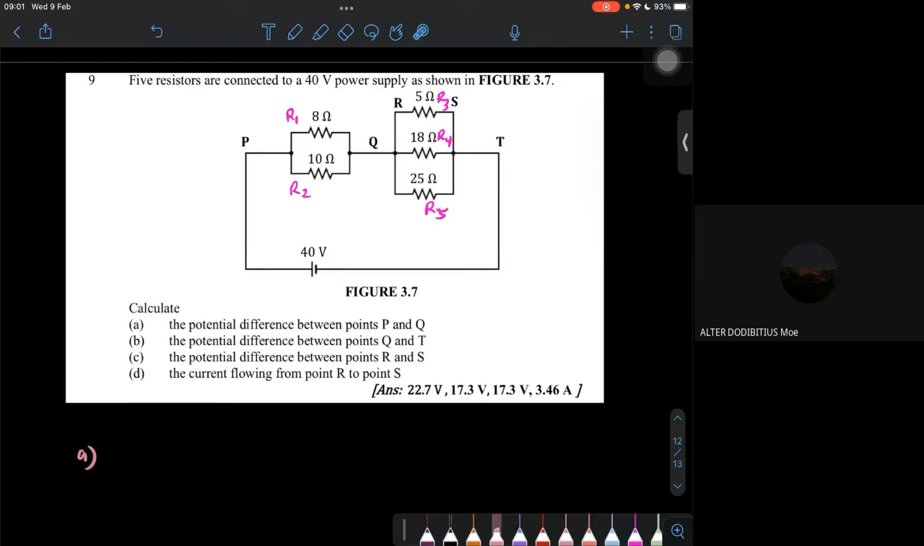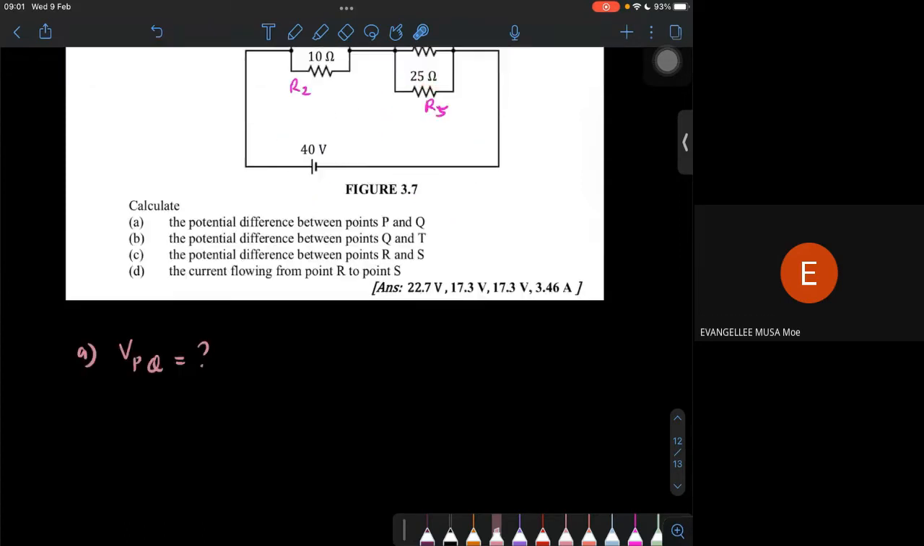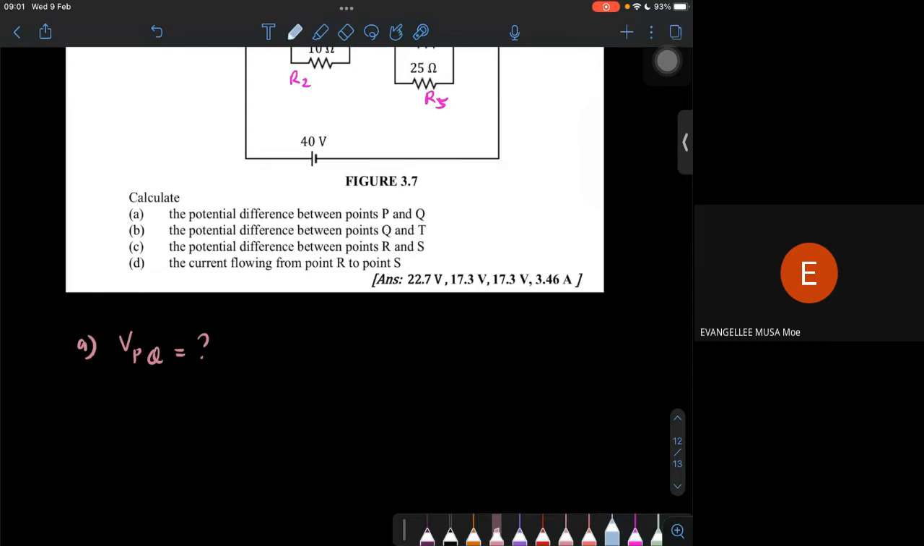So how do we find using the potential divider here? What's the first step? Make it into series kan, Miss? Okay, we need to simplify the circuit into series circuit. Since kita punya circuit ni sekarang, this one is parallel, this one is parallel. So kita kena simplify dahulu. Okay, so we need to simplify so that the circuit will look like this.